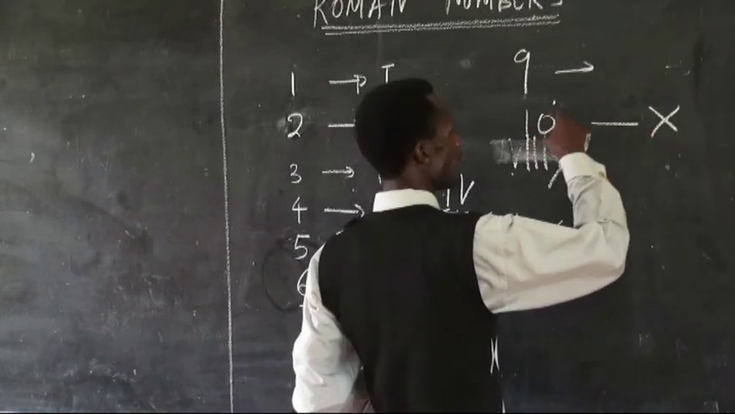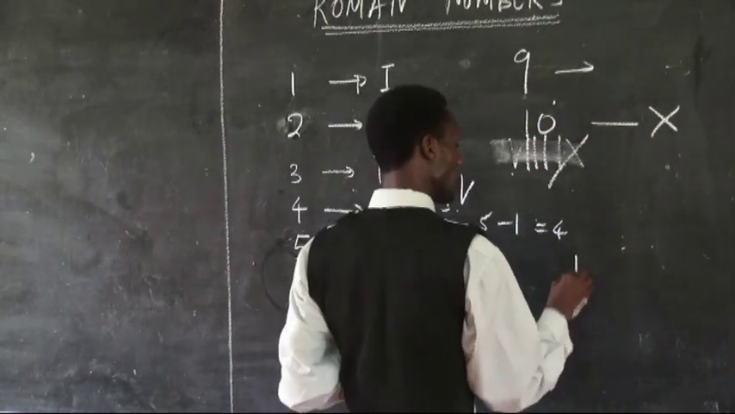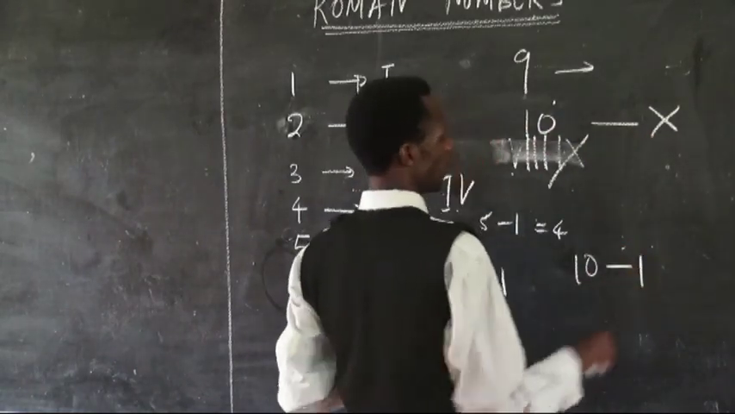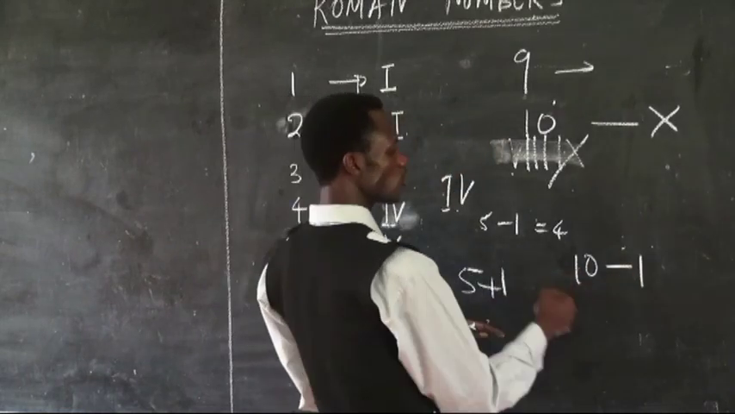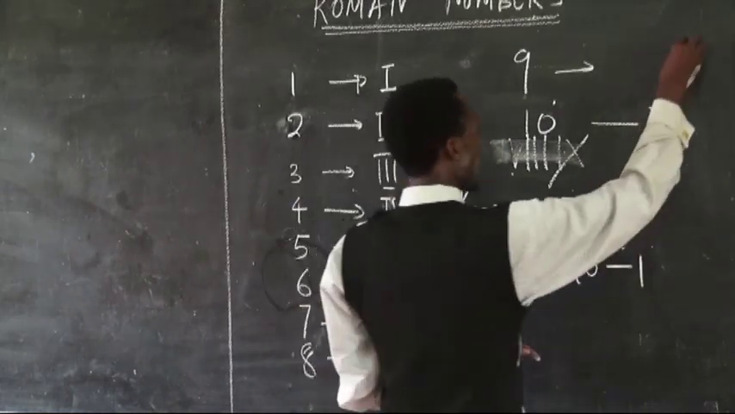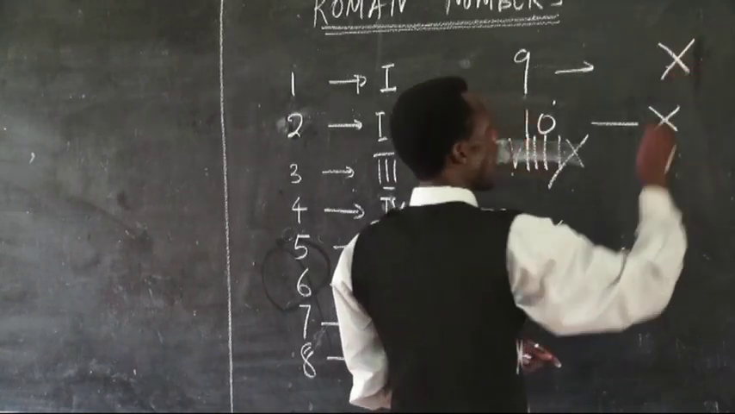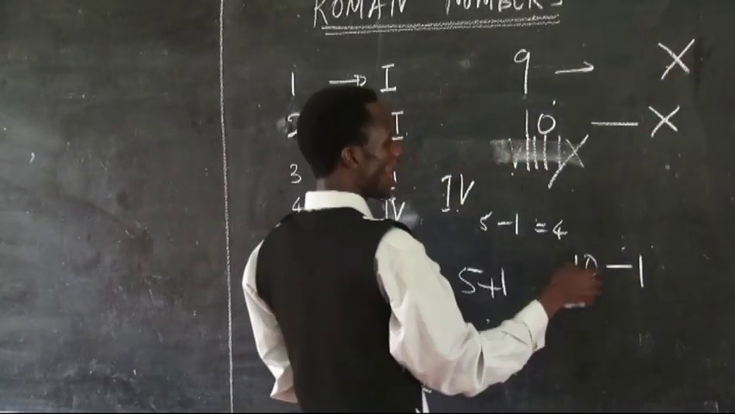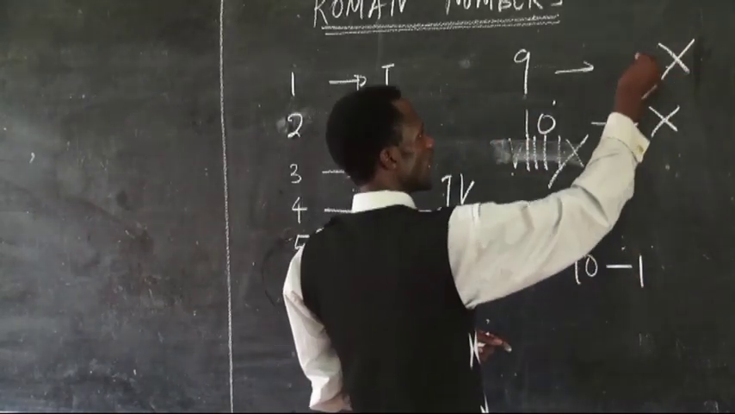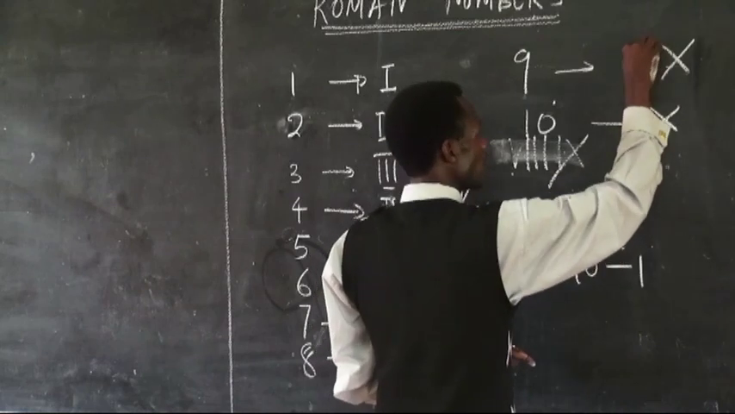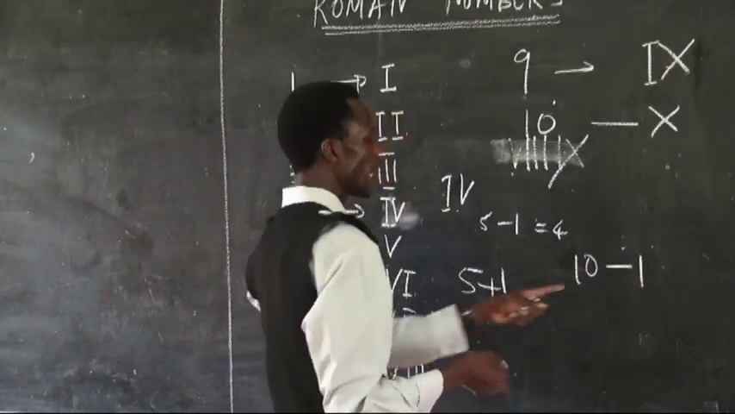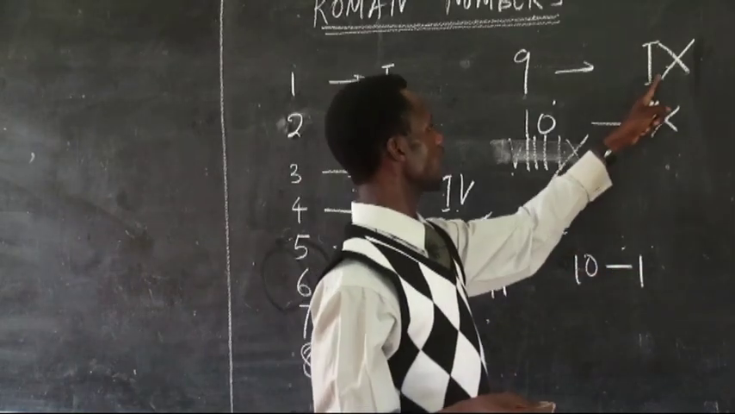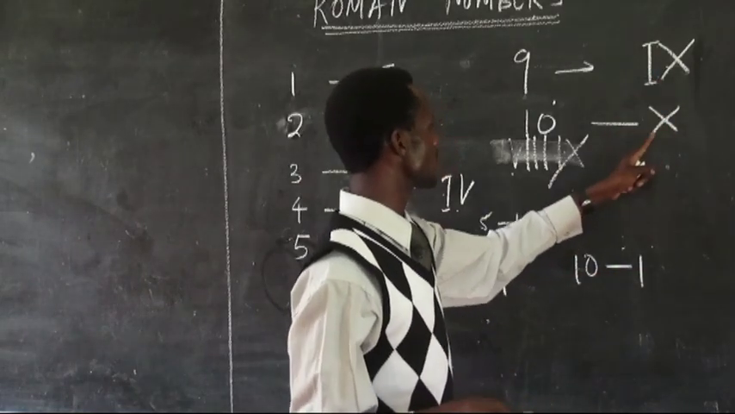Now, in order to write number 9, you write 10 minus 1. 10 minus 1 is 9. To show that you have written 10 minus 1, you write X, and then you write I behind this letter X. So you have shown that it is 10 minus 1. So this is 10, this is 9.